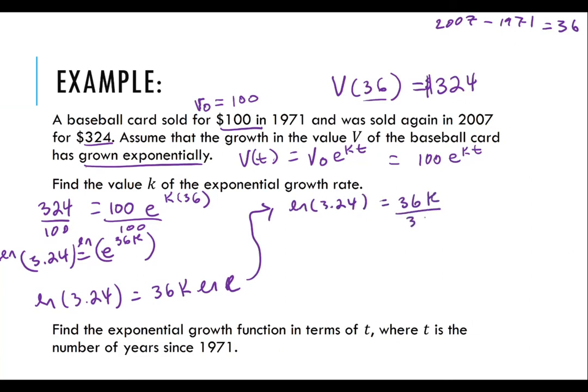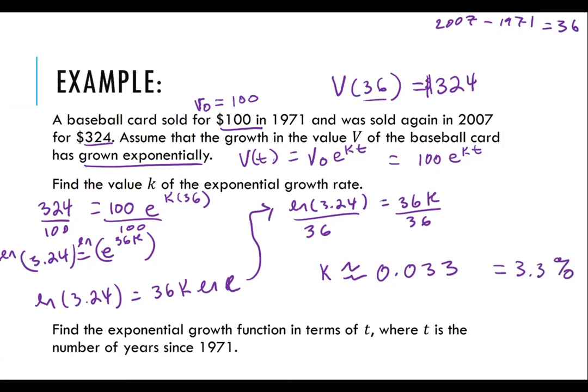I'm solving for k, divide by 36, divide by 36. I get that k, after a rearrangement, is approximately 0.033. Now this is of course an approximation, so watch out. Now if you needed to write that in a percentage form, it is 3.3%, but when we're doing our calculations, remember that we're going to use the decimal form.